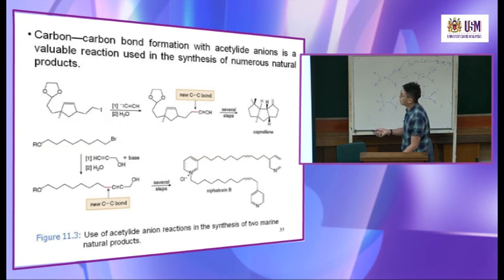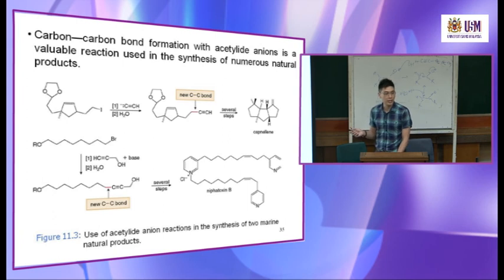And now this is an example. If you want to, for example, prolong the bond here, react with acetylide, then after several steps, you can get this. Okay, so this is how the reaction is used in synthesis. Same as this one, if you want to add, this is a bromide, you always start with the primary. You can see although this is very long, it's still a primary alkyl halide.